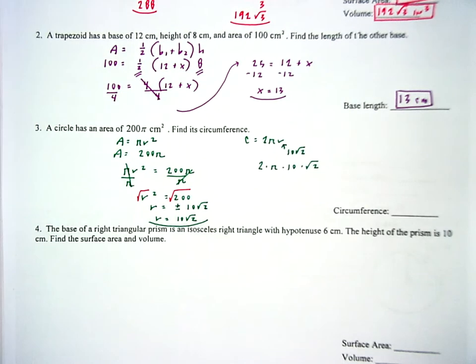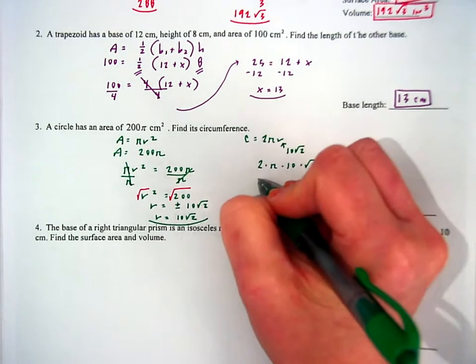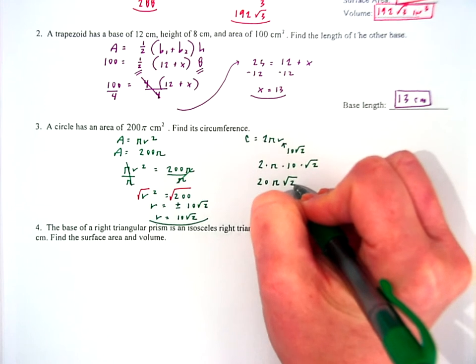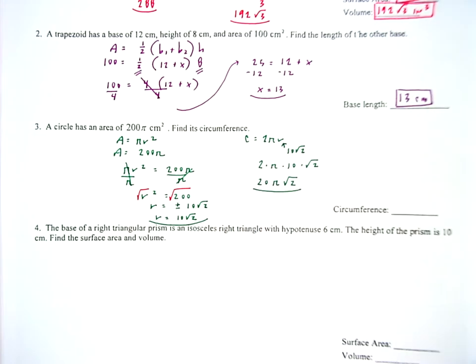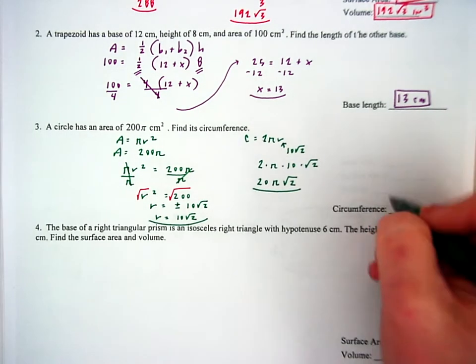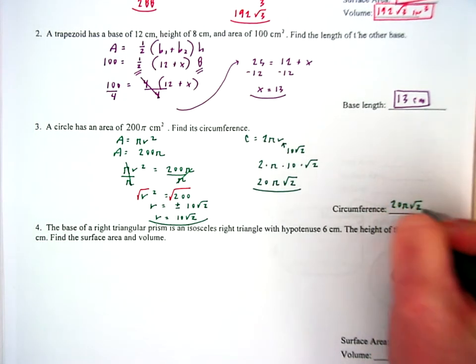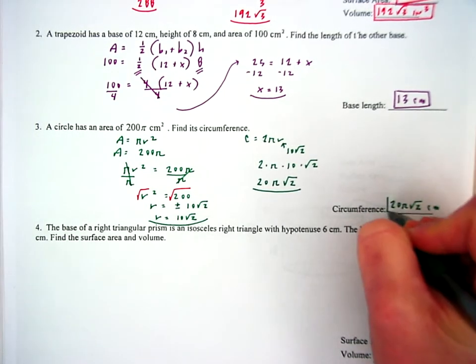So I'm going to multiply the 2 times the 10 and get 20. I'm going to put the pi next and that square root of 2 last, just again, so there's no confusion about is the pi meant to be part of the radicand, the number underneath the radical, or not. So I'm just pulling it out in front so there's no confusion. So I have 20 pi times the square root of 2, and my units are centimeters.